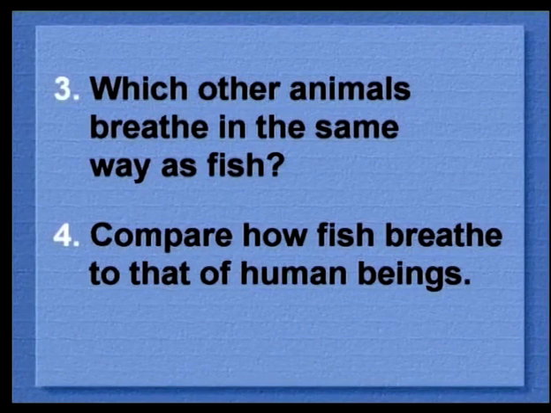Human beings use their lungs to breathe and fish use gills to breathe. Very good, thank you. Human beings use their lungs to breathe. What are we actually breathing? Oxygen. So humans use their lungs to breathe oxygen in the air, and fish use their gills to breathe oxygen in the water. Good, thank you.